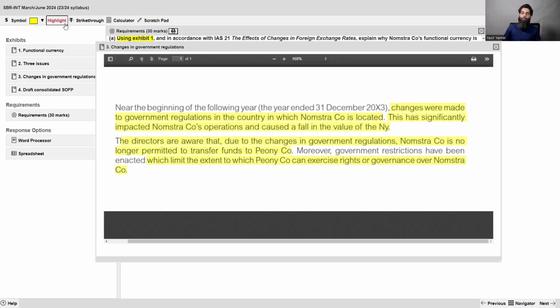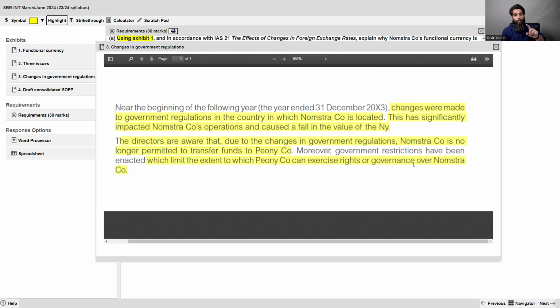Now, someone might argue, sir, okay, we don't have control since the change of local regulations, but we might have some sort of significant influence. But what they are trying to say is that you don't have any governance role.